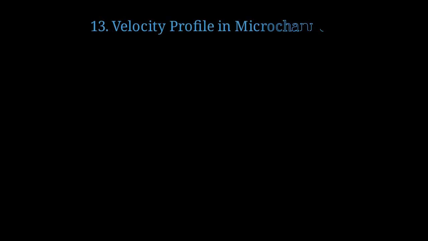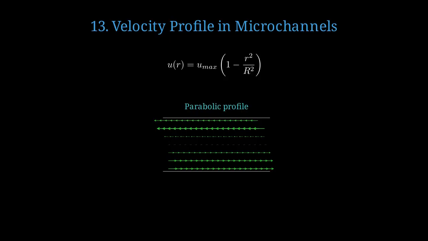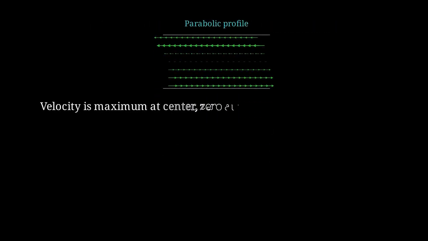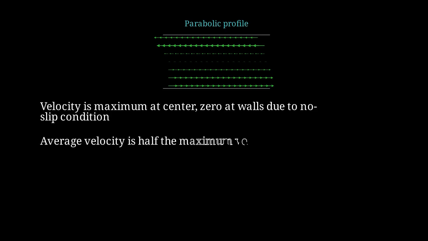The velocity profile in microchannels takes on a characteristic parabolic shape. For circular channels, velocity as a function of radius equals maximum velocity times 1 minus r squared over R squared. The velocity is maximum at the center and goes to 0 at the walls, creating this smooth parabolic profile. This happens because of the no-slip boundary condition. Fluid velocity must match the wall velocity, which is 0. For this parabolic profile, the average velocity across the channel is exactly half the maximum velocity.